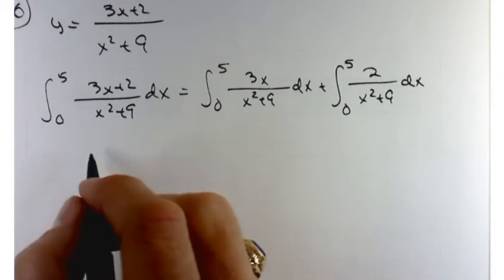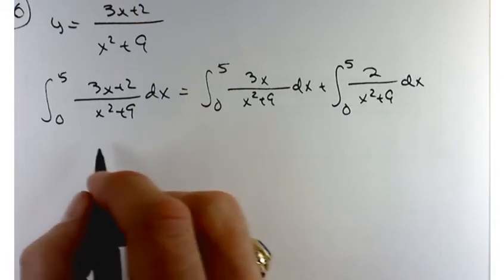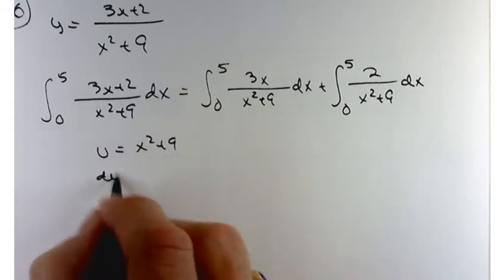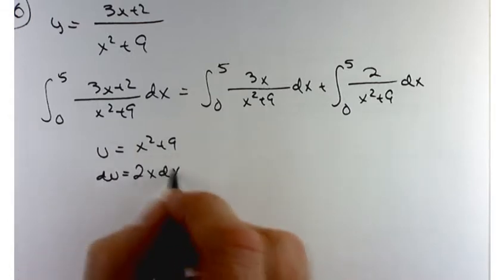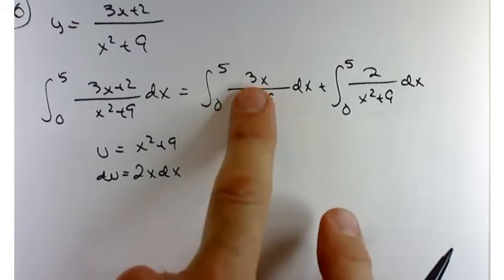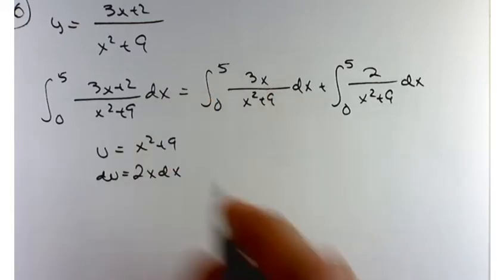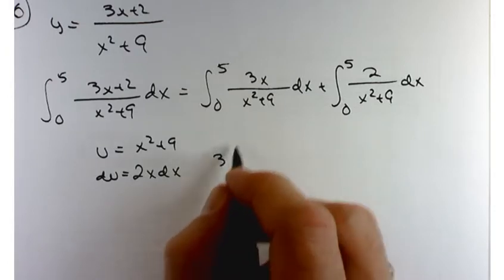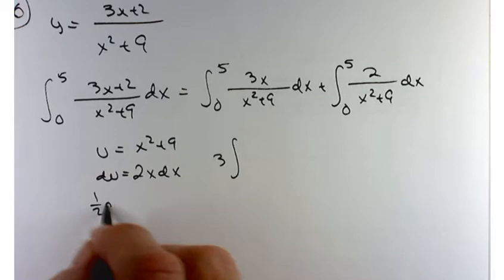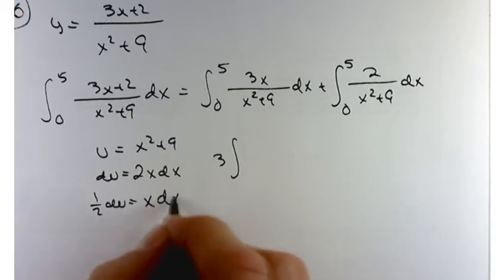So for our u substitution, let's see, we're going to let u equal x squared plus 9. Du would be 2x dx. Now, I've got an x dx here. I'll pull the 3 out in front of the integral and deal with it that way. So I'll get 1/2 du equals x dx.